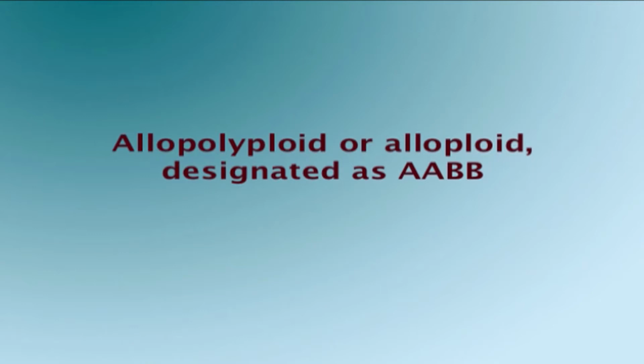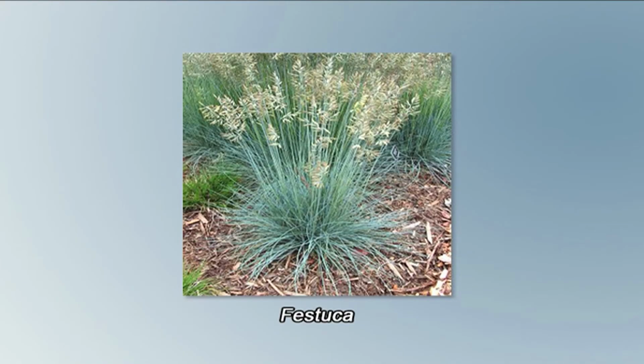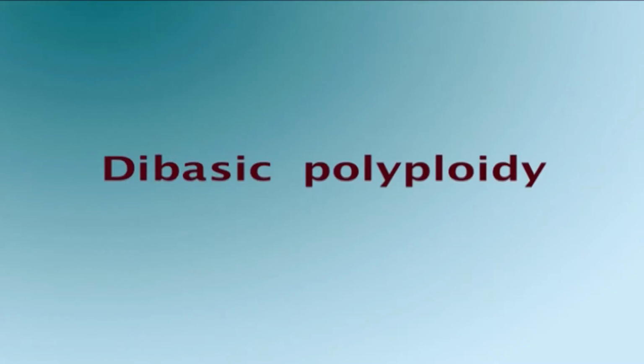But if the diploid plant was a hybrid between two plants with unlike genomes, that is AB, then the derived triploid will be an allopolyploid or alloploid designated as AABB. In the case of allopolyploids, the genomes of the parental diploids may have the same base number, that is monobasic polyploidy. For example, in Festuca, or the polyploid may incorporate genomes of different base numbers, that is dibasic polyploidy.